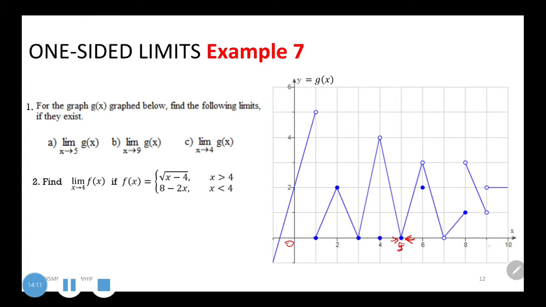As x approaches 9, from the right hand side the value is 2, and from the left hand side the value is 1 point something. So no, it does not exist. This one, yes, it exists. And then we look at 4 here. For 4, yes, it does, because the values are kind of similar, which is almost 3.